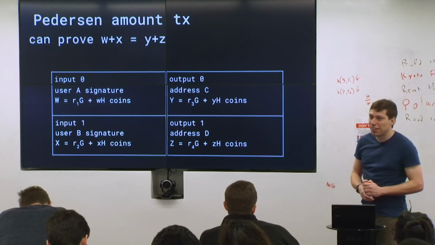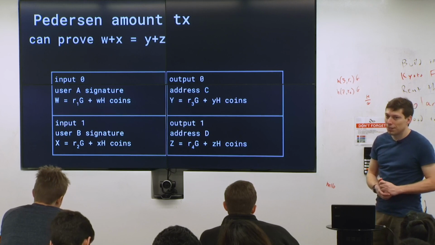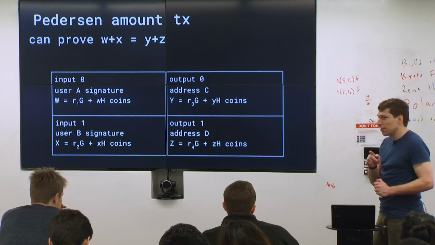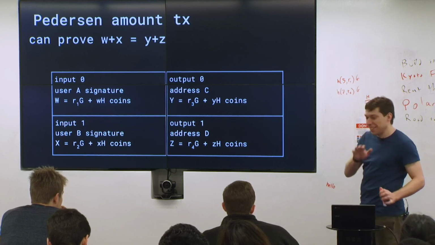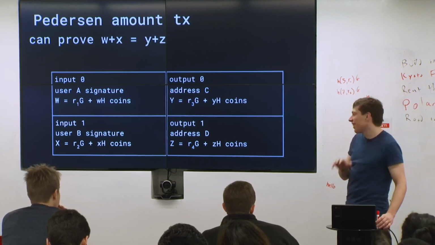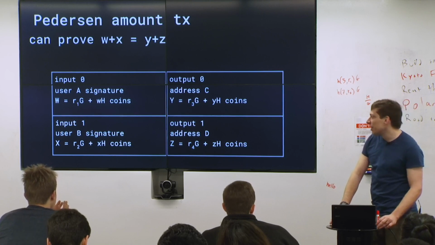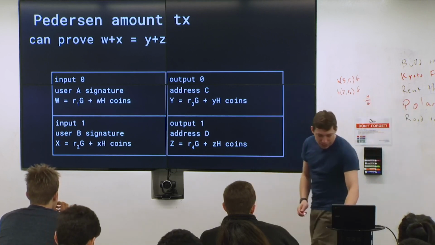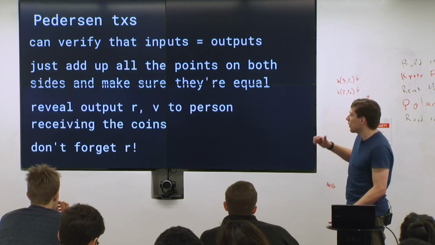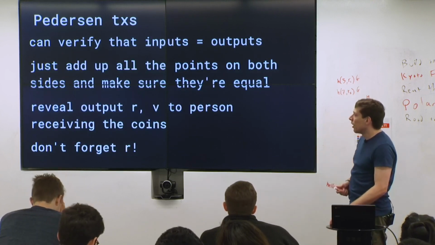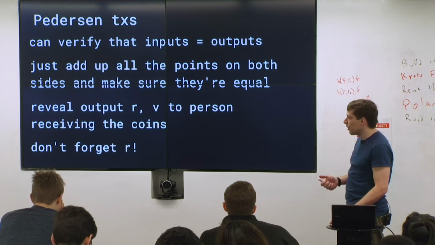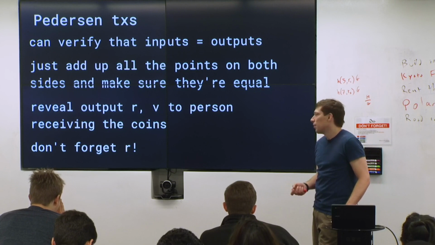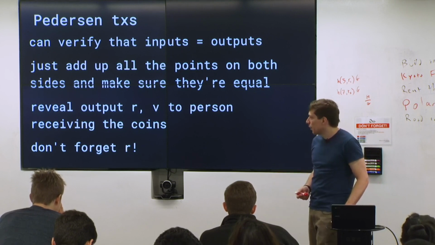Yeah. Since you're proving sums, is it that you could have a higher likelihood of proving something that wasn't actually true? Kind of. Well, yeah. But how exactly? So one thing you could do is, wait, I think I said this. Basically, you can verify inputs and outputs, add up all the points, make sure they're equal. You reveal R and V to the person receiving, and you don't want to forget R. R is now sort of a private key. If you forget R, you're stuck. You can't prove anything anymore.